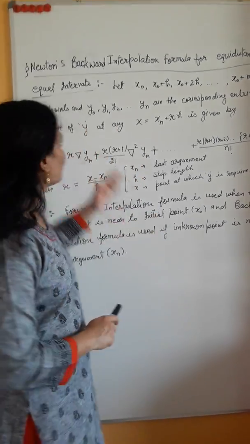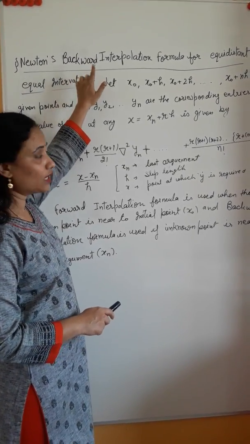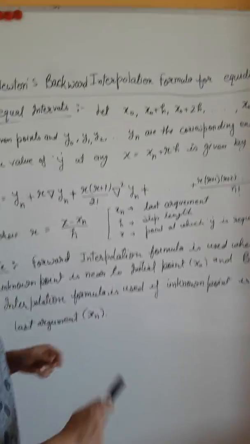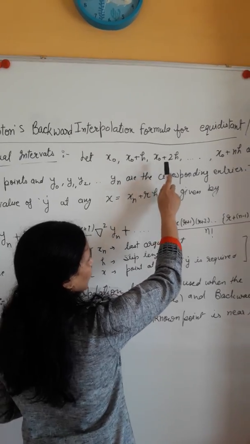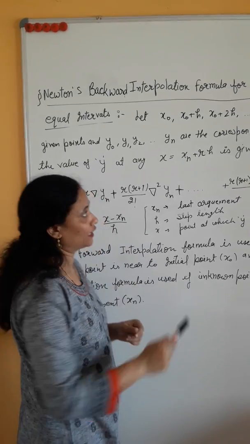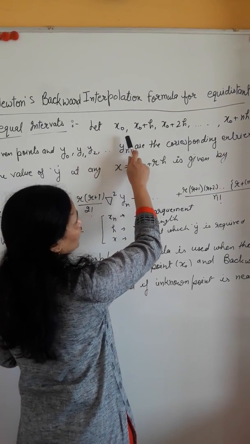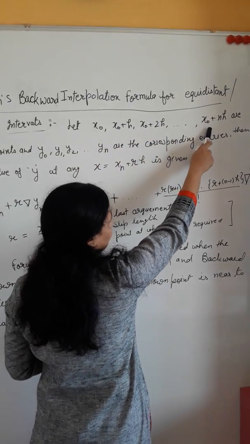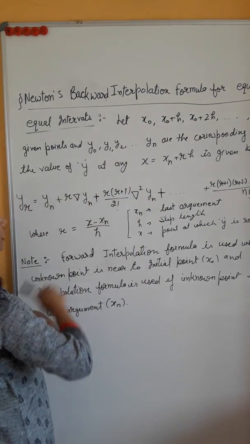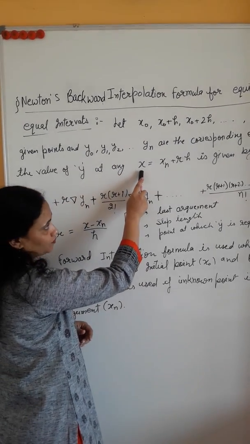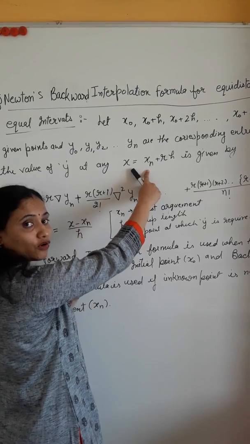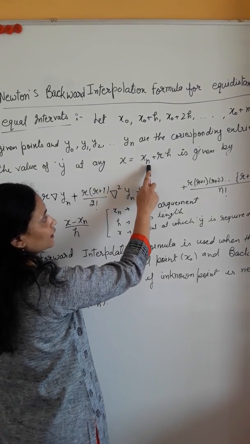So let's come to the point. What is Newton's backward interpolation formula? For equidistant intervals, remember this is for equal intervals only. Numerical methods are always based on the given data, the available data. So some points are given, x0 plus h up to x0 plus nh, and the corresponding entries are y0 to yn. Now we have to find the value of y at any point x. Since we are going backward, our reference point has changed to xn. In forward it was x0. So x is written in terms of xn.